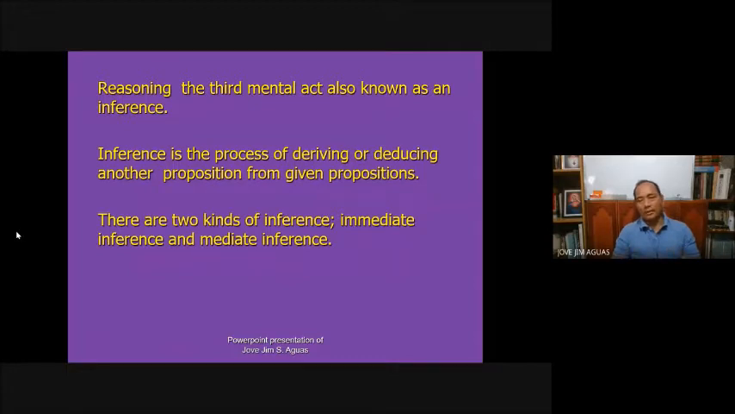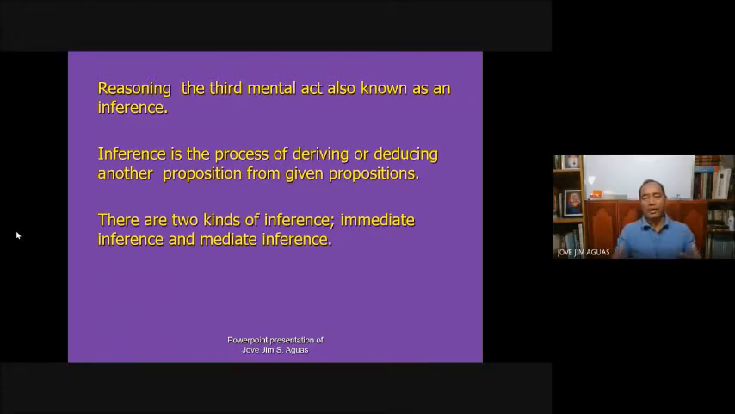In the second operation, the mind forms propositions or enunciations or assertions. So enunciations, assertions, propositions, sentences, they are the same, because they express the agreement or disagreement of concepts or of terms. What do we mean by pronouncing the agreement?